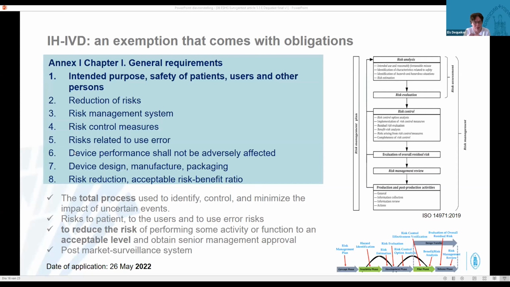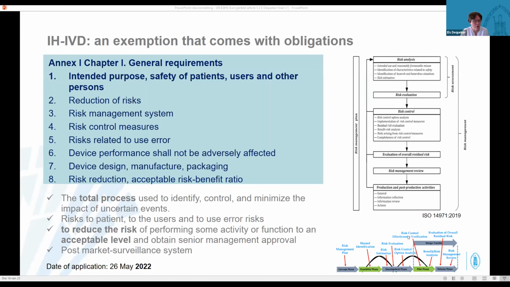We need to write down what is the intended purpose, how we do the safety of the patient, the users and other persons. And then we need to do a real risk analysis. The risk analysis is also mentioned in 15189 and in a lot of other quality management requirements, but mostly it only looks at doing the risk analysis and the risk evaluation, but it's not going in that depth, which is now being asked in the 14971 standard, which was mentioned in the Official Journal of the European Union.